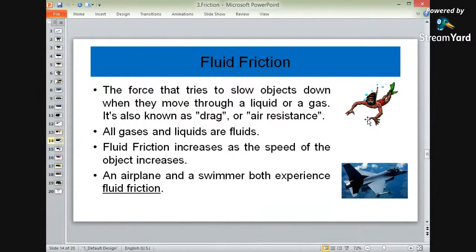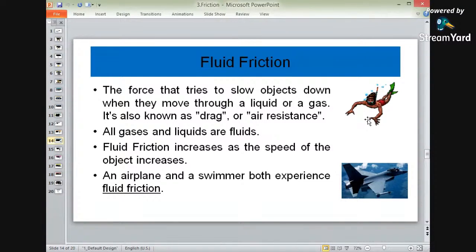Again, fluid friction is the force that tries to slow objects down when they move through a liquid or a gas. It is known as drag or air resistance. This is nothing but air resistance. All gases and liquids are fluids. Fluid friction increases as the speed of the object increases.